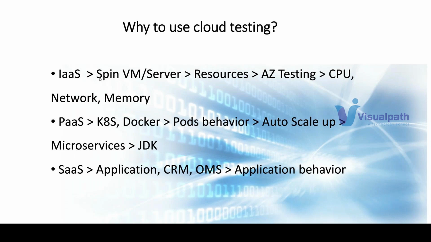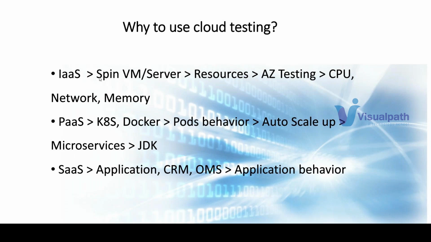Okay, now the second thing is AZ testing. AZ means availability zone. Now let's say one server is present in Mumbai, one server is present in Pune, and one server is present in Nagpur. These are cities in Maharashtra, so Maharashtra is one availability zone. Then let's say another city, there also three servers are there.